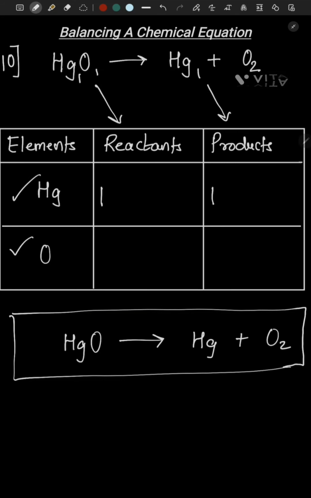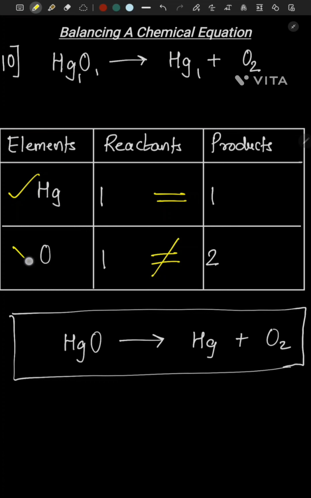Oxygen on the reactant side is 1, so I will write 1. Oxygen on the product side is 2, so I will write 2. When we compare reactant and product side, for mercury it is 1 and 1, which seems to be balanced. But oxygen is not, as we have 1 and 2, so it is not balanced. So we need to balance this. And we all know that the balancing is quite easy now. I hope by now you must have learned it.